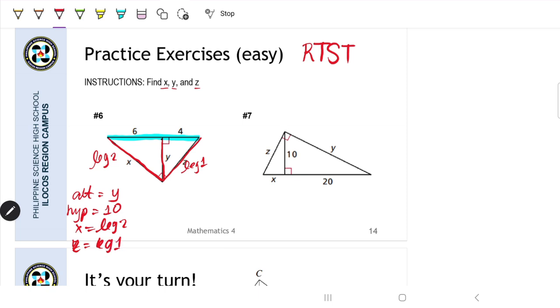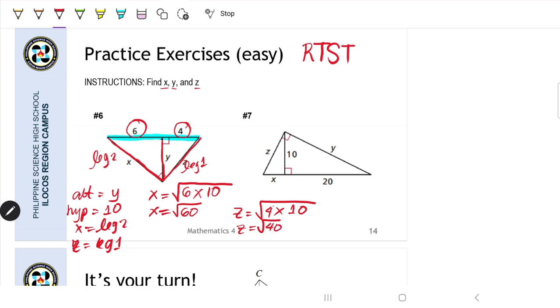Okay, so kapag gusto nating hanapin si x, so that is leg 2. Ano yung value ni leg 2? So that is the square root of adjacent 2, which is 6, times the hypotenuse, which is 10. So, x is equal to square root of 60. Okay? Kapag gusto ko naman si leg 1, which is z, that is the square root of adjacent 1, which is 4, times the hypotenuse, which is 10. So, z is square root of 40.